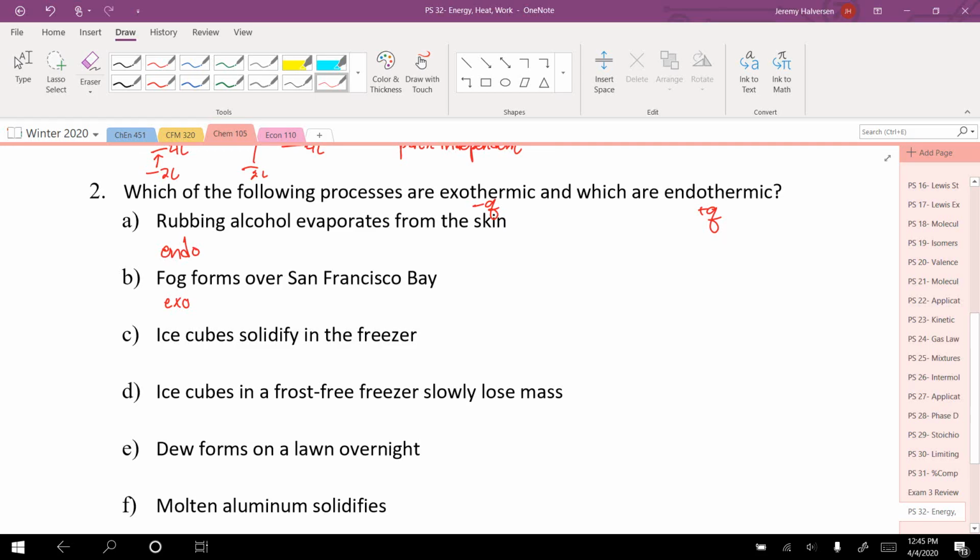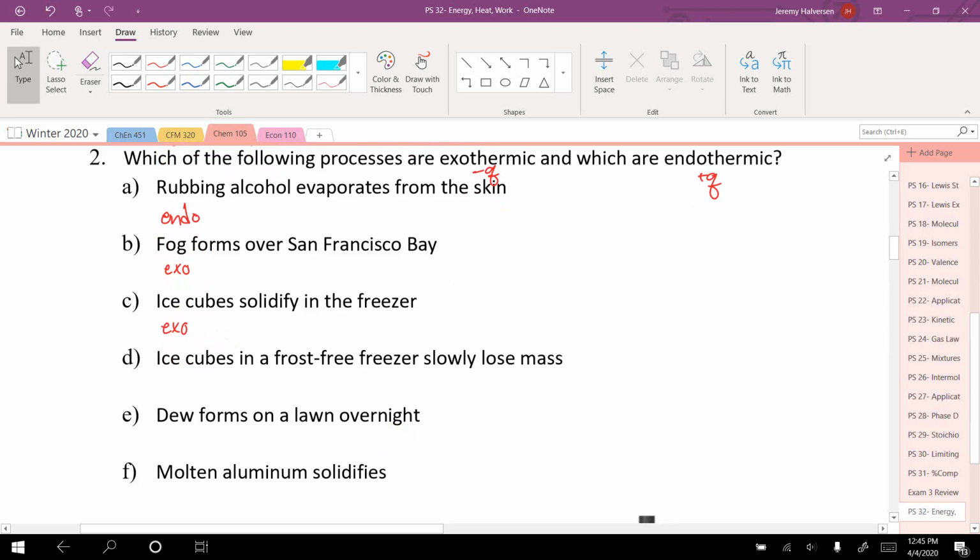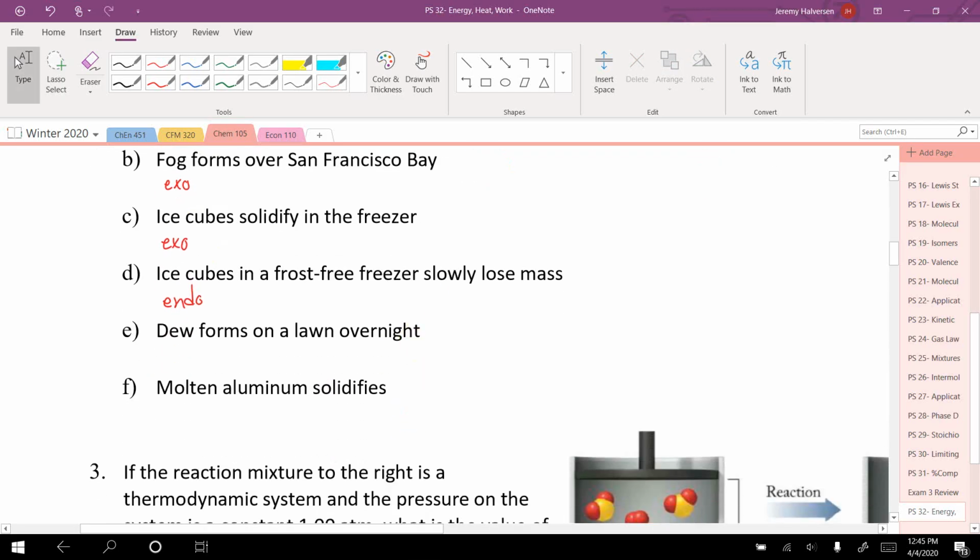Okay, ice cubes solidify in the freezer. Going from a liquid to a solid is going to release heat. Ice cubes in a frost-free freezer slowly lose mass. So those are going from a solid, and they're actually sublimating to lose that mass. And so that's going to require energy to melt that liquid or sublimate it.